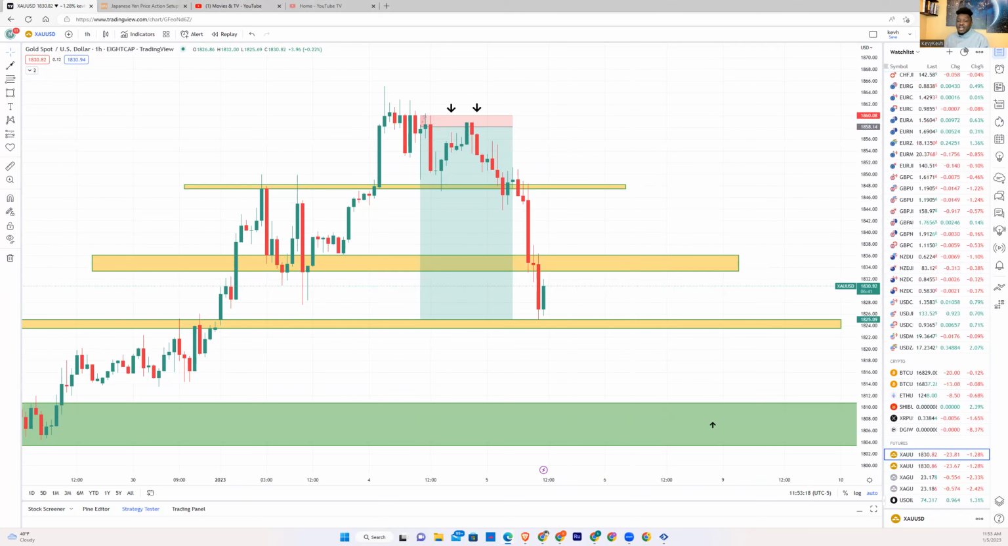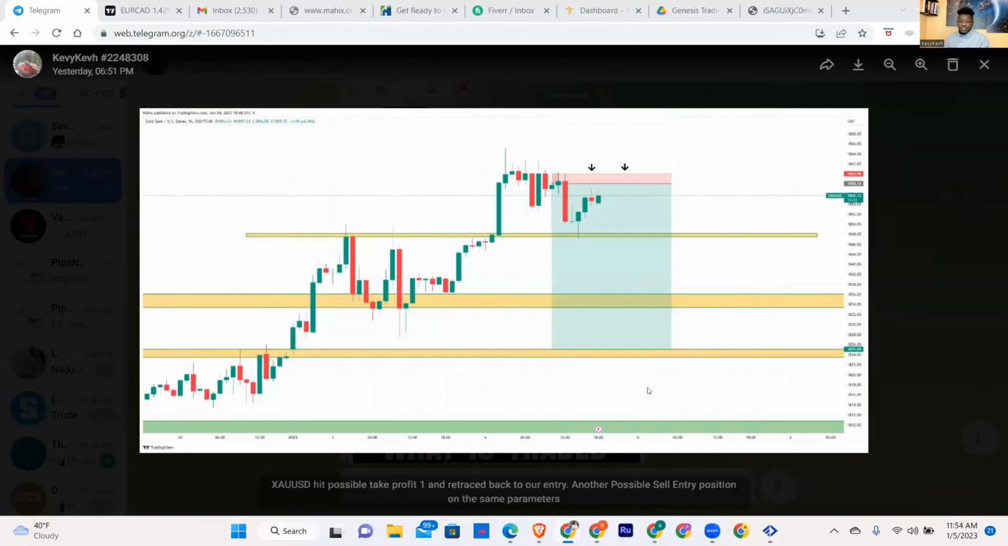I had sent an alert in the group, just to give people a heads up. So after it played out the first time and touched our first take profit area, I sent an alert in the group just telling them there's a possible sell entry position on the same parameters after the re-entry. So let me see if I can show you guys that. All right, so I hope you can see it on the screen.